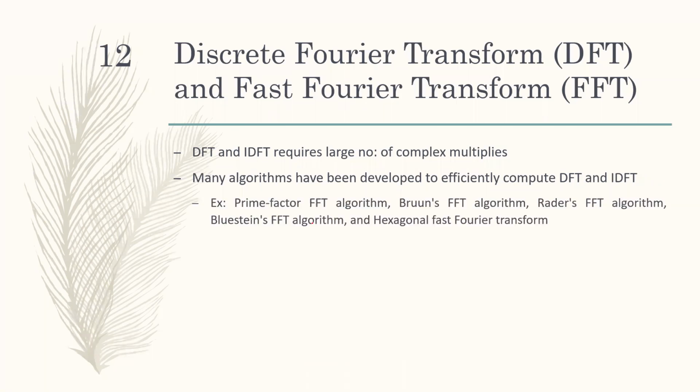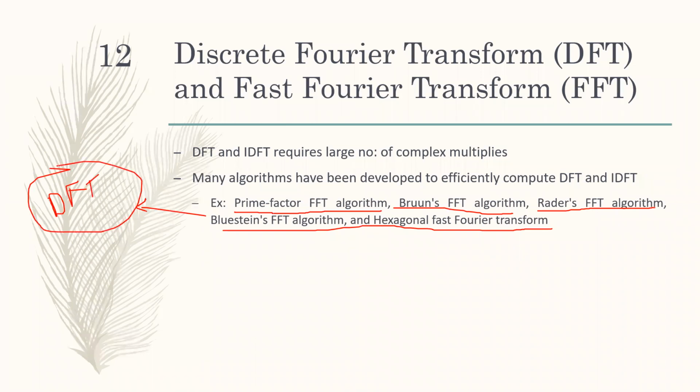In this one, we have taken just a few examples in which you can make use of prime factors for FFT algorithms, such as Bruun's FFT algorithm and Rader's FFT algorithm. In many of these, you try to estimate the DFT of a given sequence in a much faster way as compared to using the regular equation.